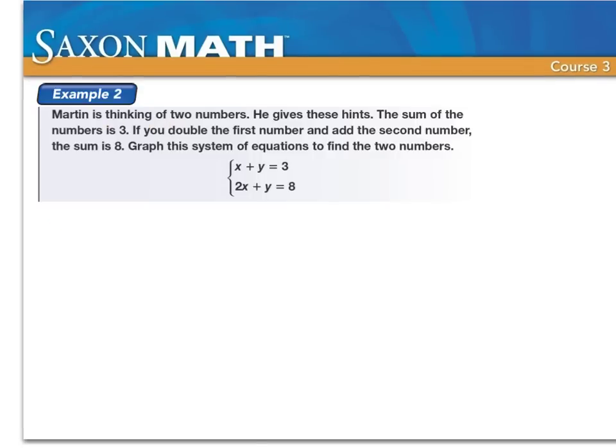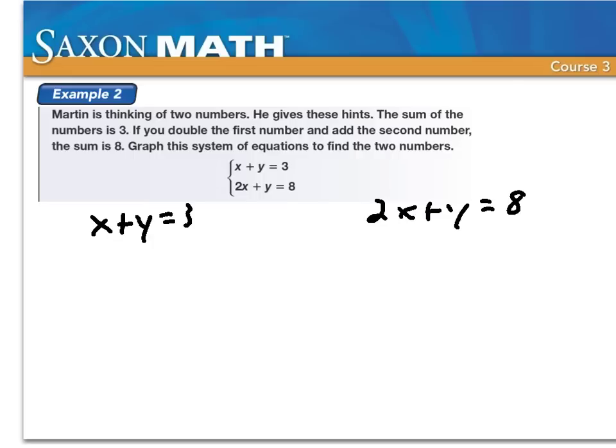Example 2 says Martin is thinking of 2 numbers, and he gives these hints. The sum of the numbers is 3, and if you double the first number and add the second number, the sum is 8. It says to graph this system of equations to find the 2 numbers. Here's the first equation: the first number plus the second number equals 3. The second says that doubling the first number and then adding the second number equals 8. So basically I've got 2 lines here: x plus y equals 3 and 2x plus y equals 8.